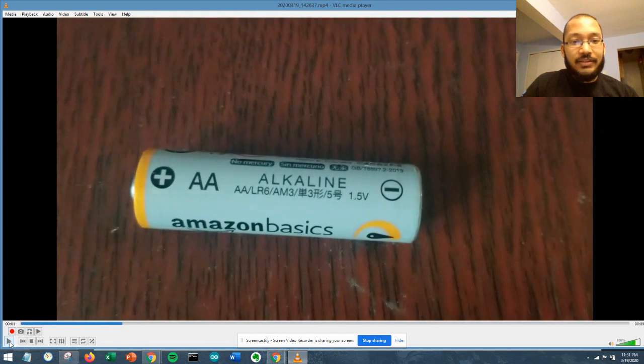What I have here is a AA battery. This is 1.5 volts. A volt is a joule per coulomb. Electric potential difference is voltage. So a 1.5 volt battery has a 1.5 joule per coulomb electric potential difference between these two points.